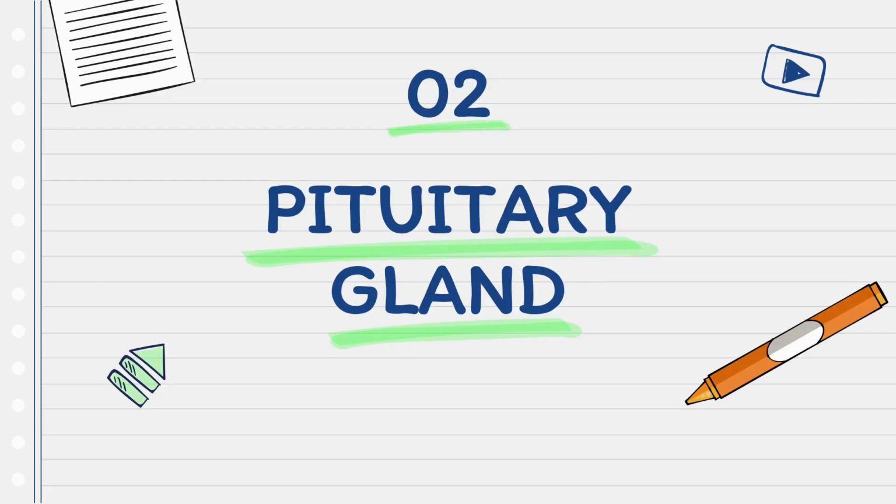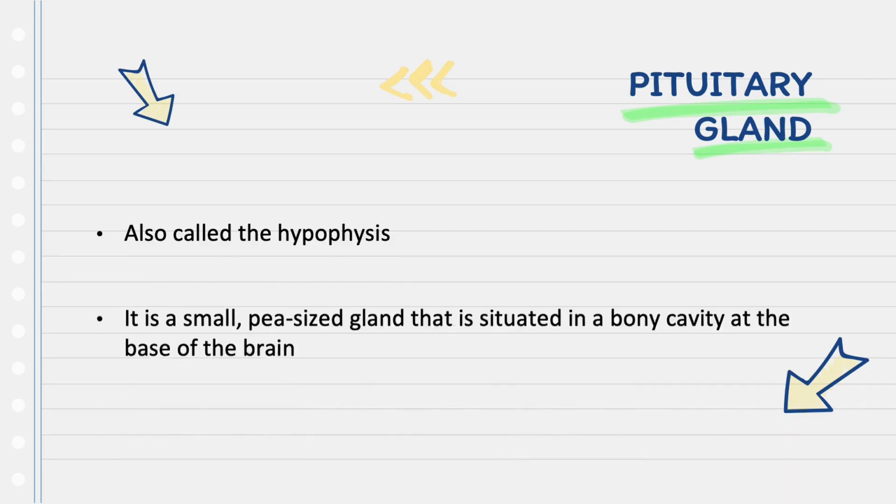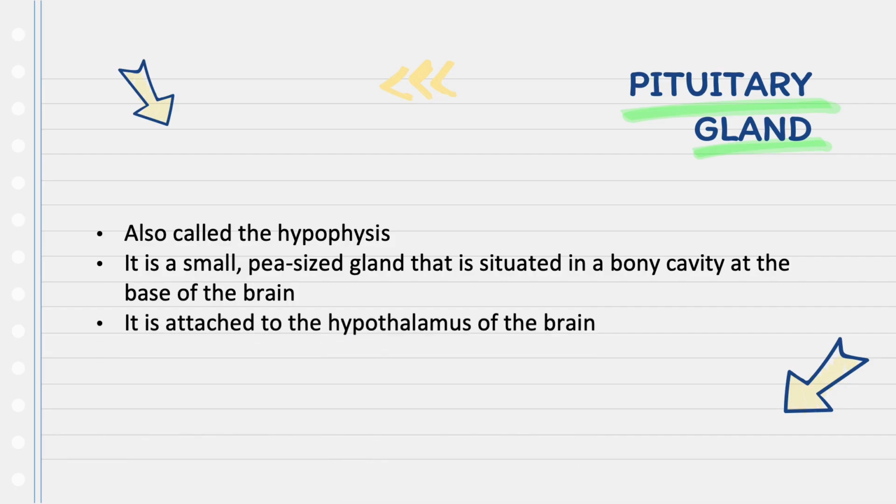Let us move on to the second endocrine gland, which is the pituitary gland. The pituitary gland is also called the hypophysis. It is a small pea-sized gland that is situated in a bony cavity at the base of the brain. It is attached to the hypothalamus of the brain.